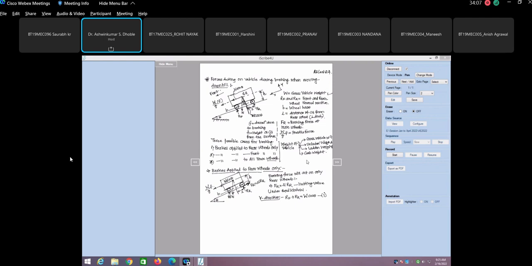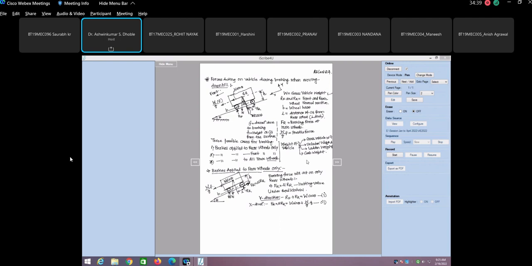Now for x direction, please tell me. So for x direction, the forces acting, they are Fr is equal to mu Rr. Against this all other forces are acting, so W sine of theta plus W by G into F. Let us say that this is your equation number 2.